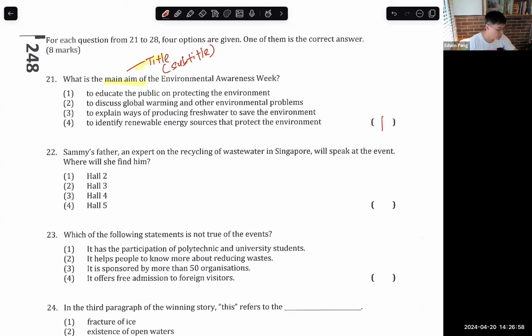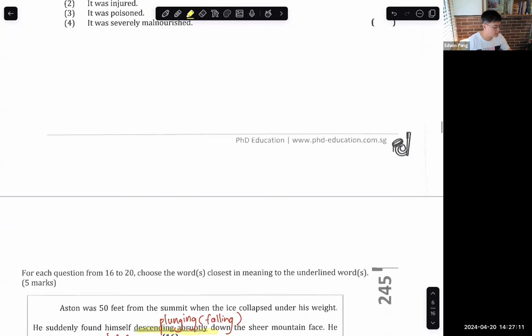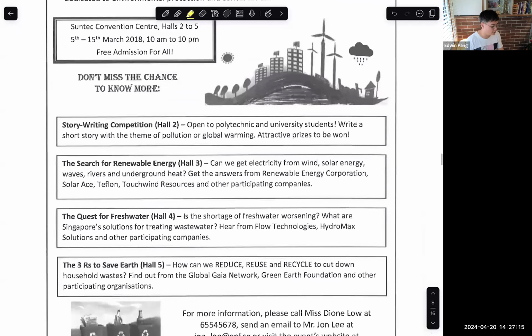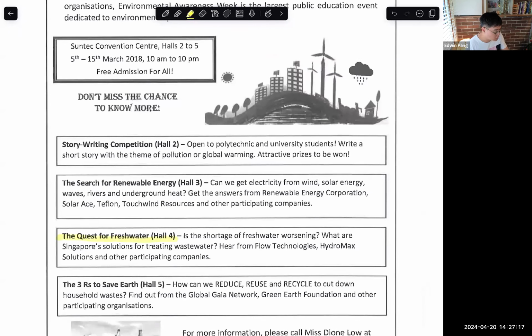Secondly, he's talking about recycling of wastewater. So in this case, recycling of wastewater in Singapore, I'm looking for something that has to do with recycling wastewater in Singapore. So down here, the quest for fresh water in Hall 4, Singapore's solutions for treating wastewater. So notice the keyword water, and then the keyword Singapore is what guides my attention. And of course, the answer is Hall 4 lah.